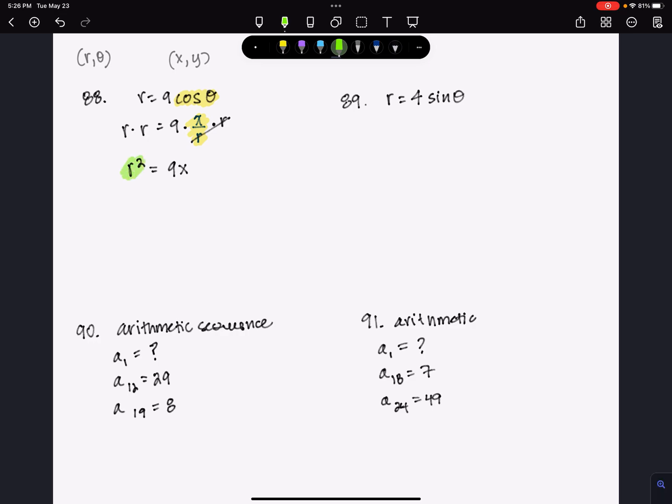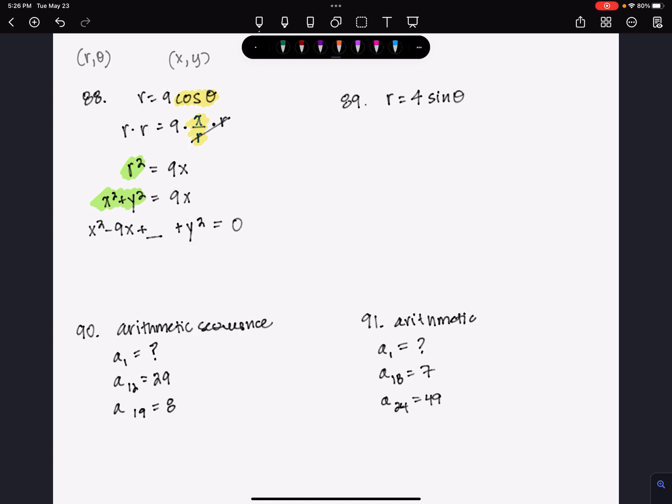R squared is the same thing as x squared plus y squared. So in place of r squared, I put x squared plus y squared. And here, it's just back to algebra. We're going to subtract the 9x over, leave room to complete the square. When I subtract the 9x over, I now have an equation equal to 0.